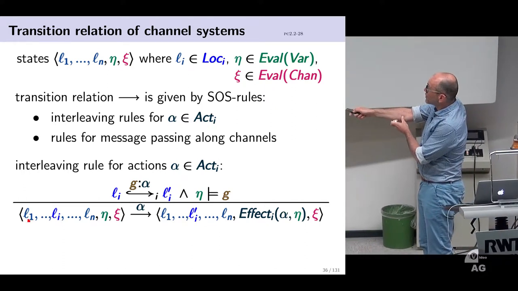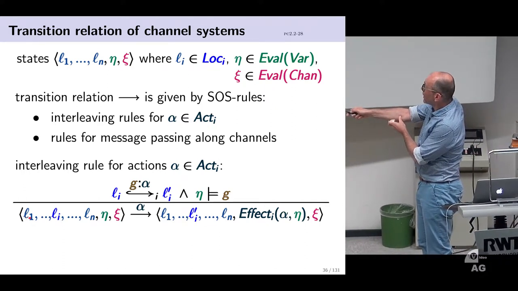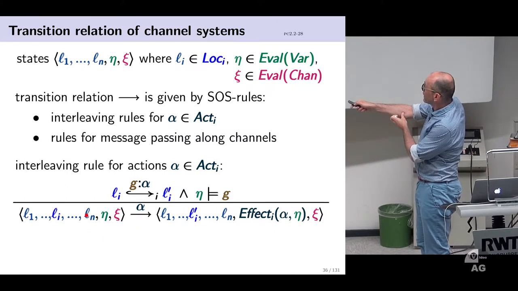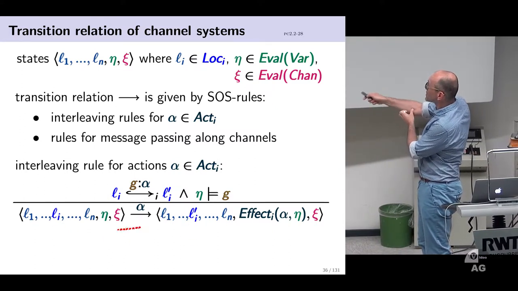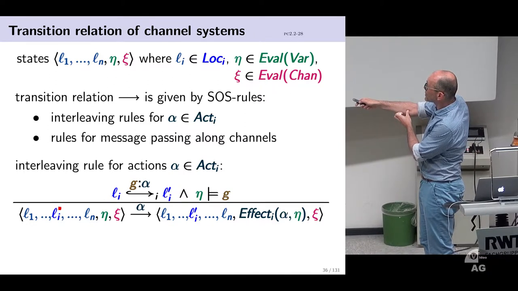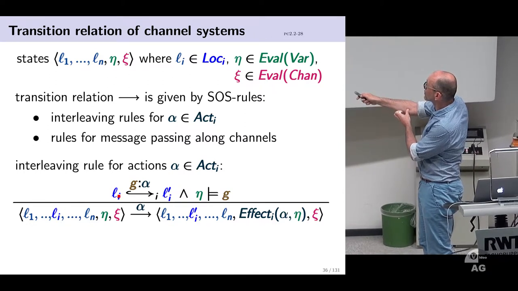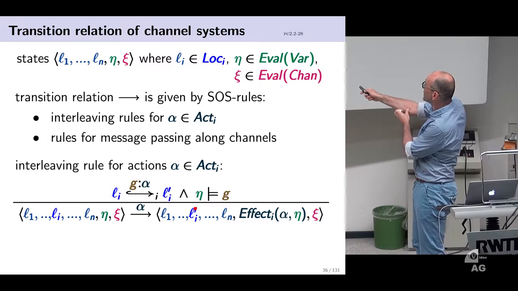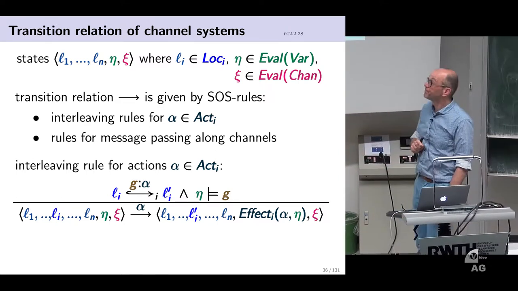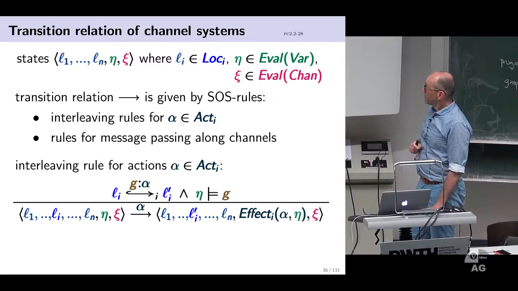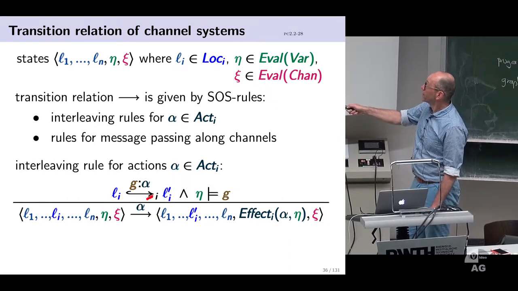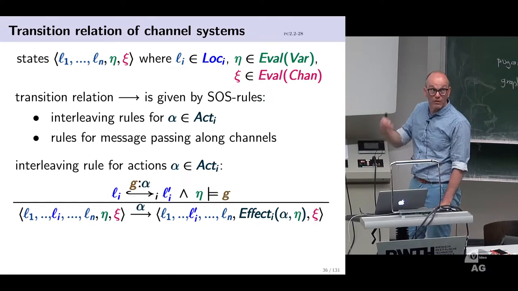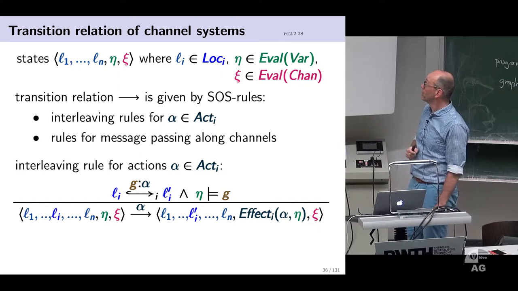All processes remain at the same location, so L1 remains L1, LN remains LN, the same for L2. The only thing that is changing is this Li, which according to this rule evolves into Li prime, indicated here by this Li prime. Then we can do action alpha. That corresponds to the action that this local program i is performing.